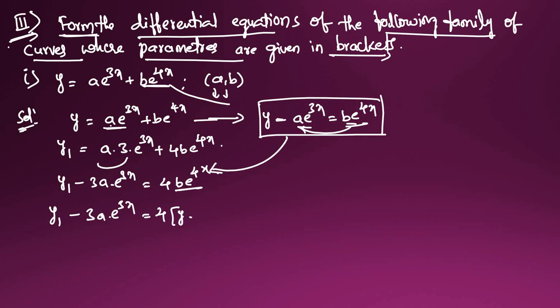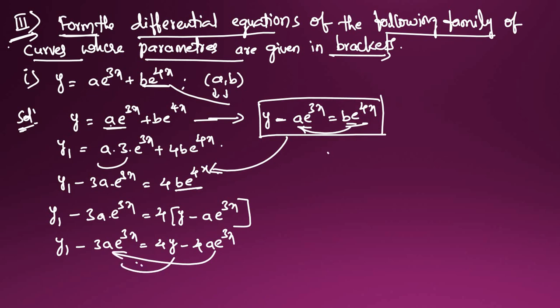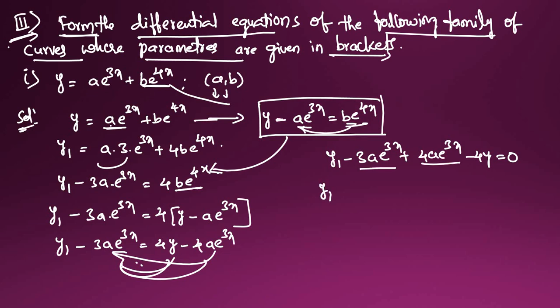So what is that? y minus a into e power of 3x will remain from this one. So y1 minus 3a e power of 3x is equal to 4y minus 4a e power of 3x. Taking these to the left side of the equation, it becomes y1 minus 3a e power of 3x plus 4a e power of 3x minus 4y is equal to 0. Combining the terms, y1 plus a into e power of 3x minus 4y is equal to 0.